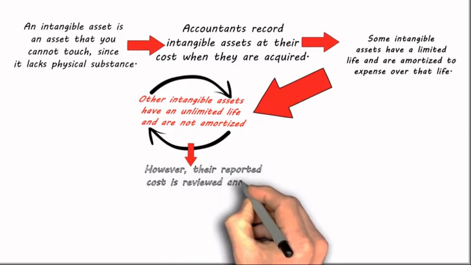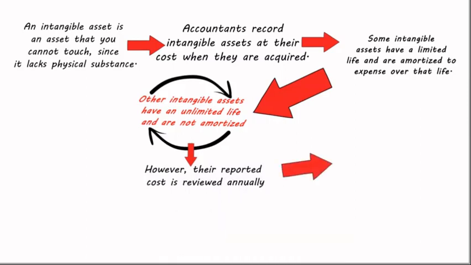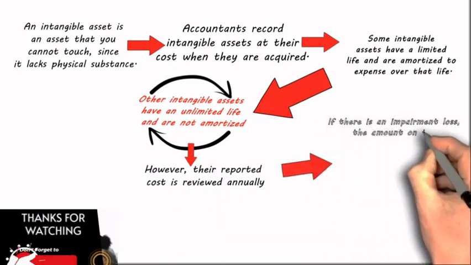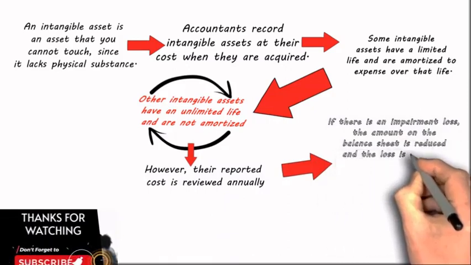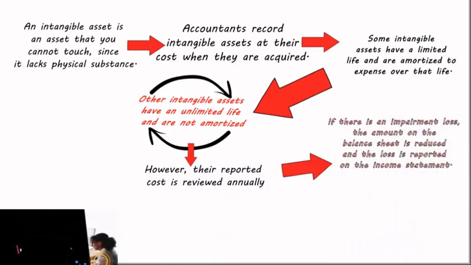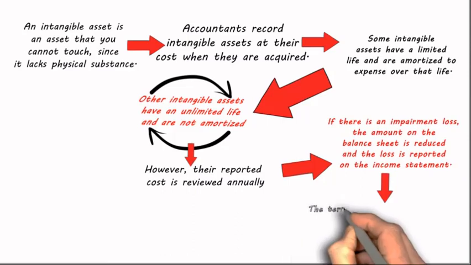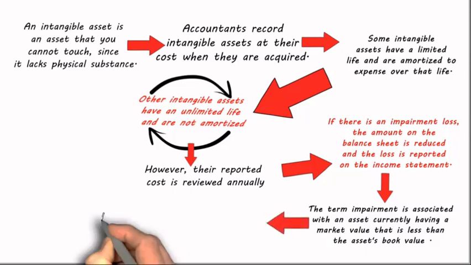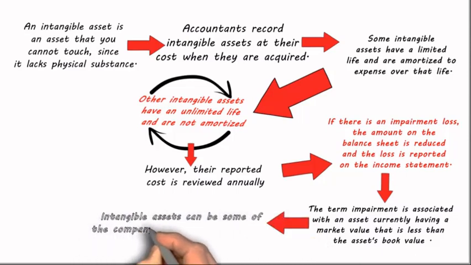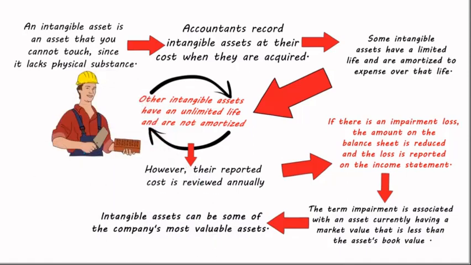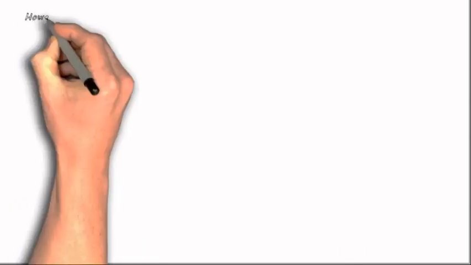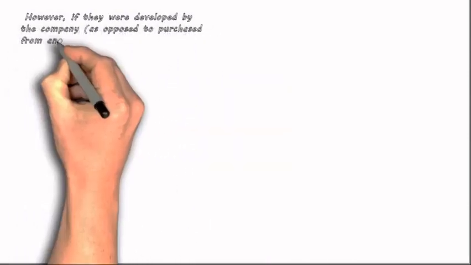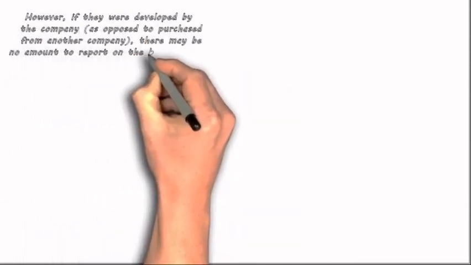If there is an impairment loss, the amount on the balance sheet is reduced and the loss is reported on the income statement. The term impairment is associated with an asset currently having a market value that is less than the asset's book value. Intangible assets can be some of the company's most valuable assets. However, if they were developed by the company, as opposed to purchased from another company, there may be no amount to report on the balance sheet.